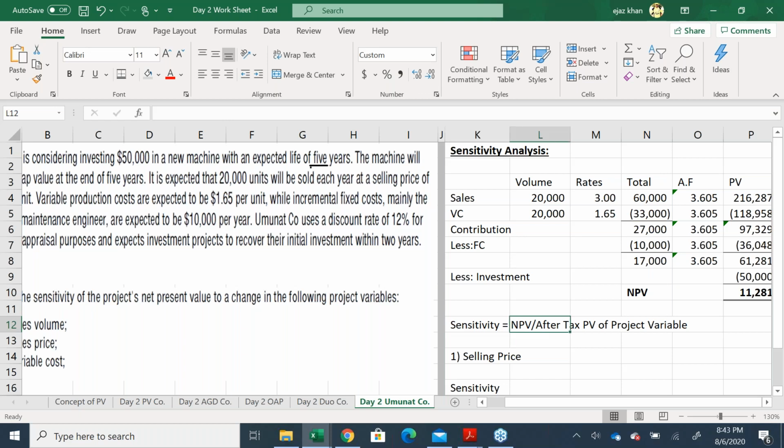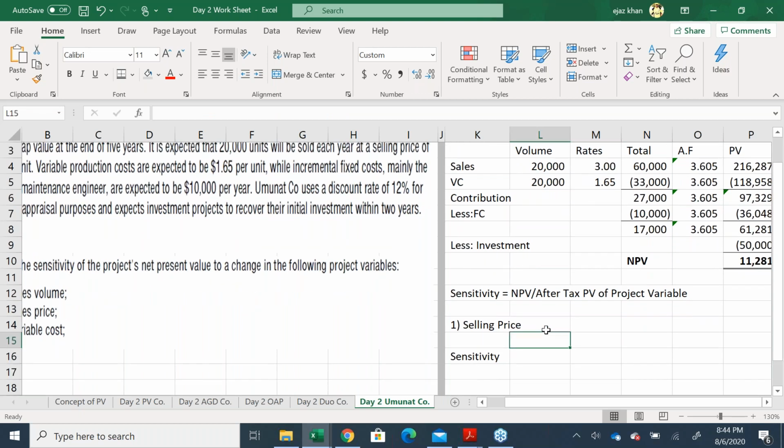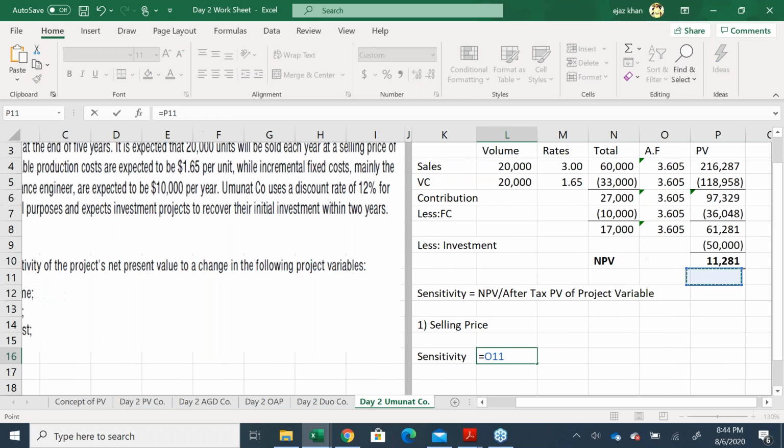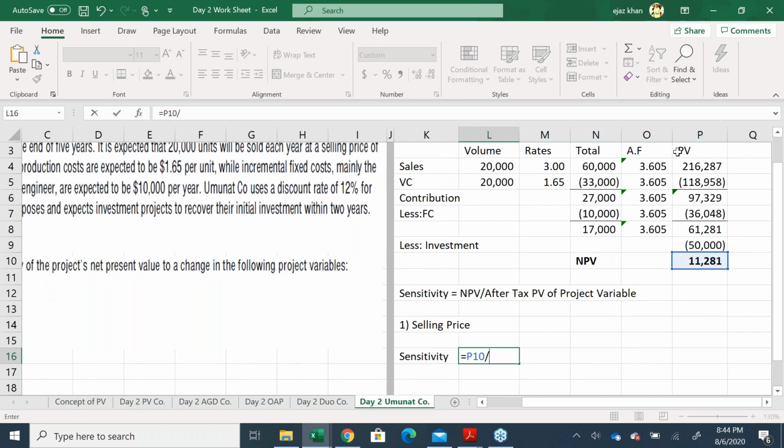So what you have to do is, if in case there is a tax in the question, we don't have tax in this question, so that after tax is not relevant here. But in case we have a tax figure here, the NPV should always be after tax, and the value of the project variable should always be after tax. Okay, so let us take the NPV figure, and we should just divide it by the present value. Since I'm checking with the price, therefore I should pick up the revenue. I have divided with the revenue, and now let us convert it into percentage, and it's 5.22%.